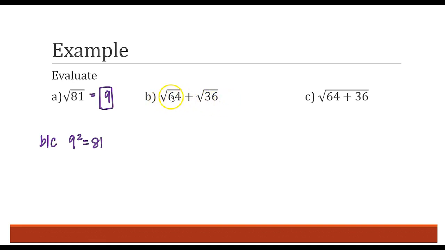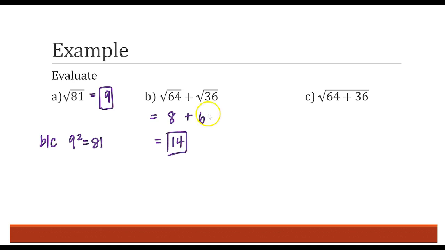In part B, this is a radical expression, so we have two different square roots added together, so we'll evaluate each one separately. The square root of 64, we're looking for what number squared equals 64. So this first part is positive 8 plus the second part, the square root of 36. What number squared equals 36? That would be 6. And now we simply add each one together. So we get 14.